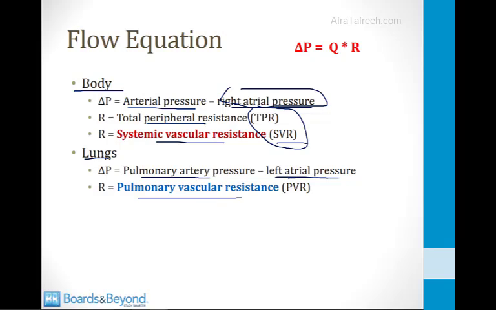Now there's a problem with what I've written on the screen here. As you may know, a normal arterial pressure in the body is about 120/80. So what number are we going to use for the arterial pressure? We need a single number to plug into the flow equation.